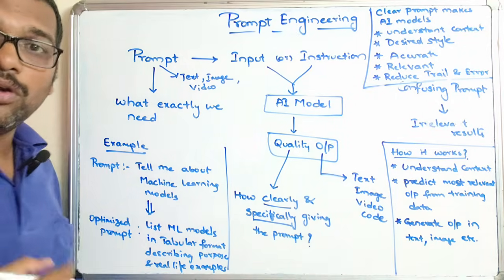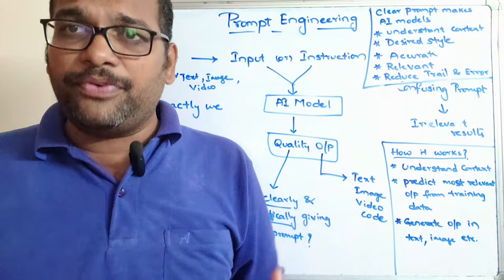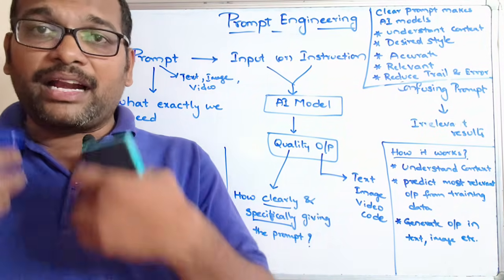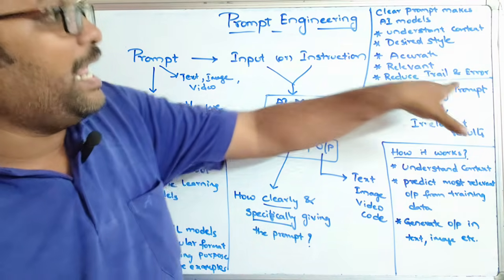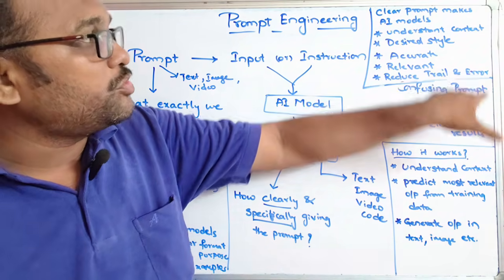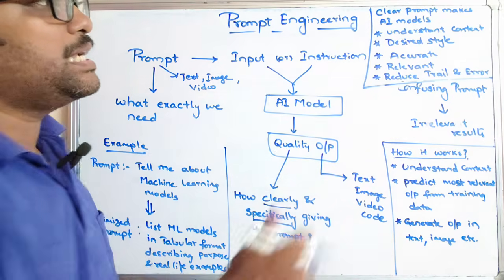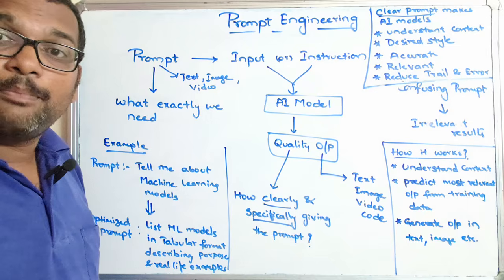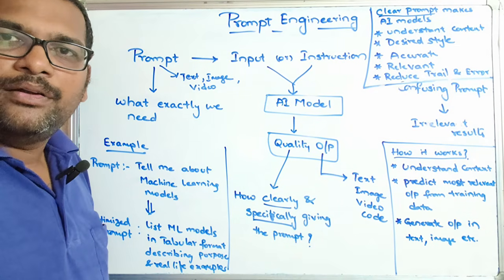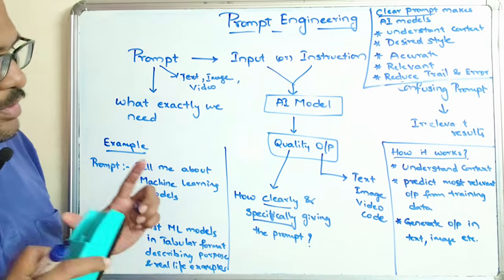Trial and error. So the first time we'll be getting a lot of information. From that we can refine the output by giving one more prompt. Okay, so that trial and error method will also be reduced if you give a clear prompt. This is most important. Clear prompt. Okay, so hope you understood.